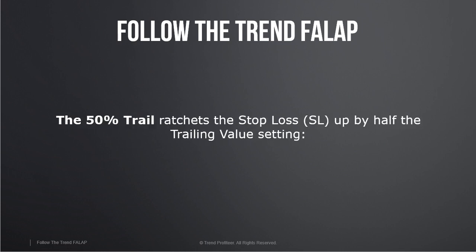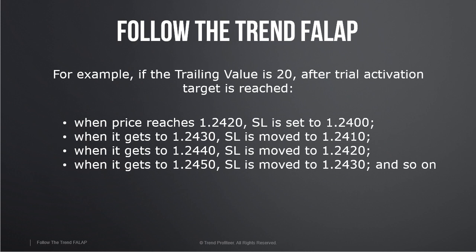The 50% trail ratchets the stop loss up by half the trailing value setting. So for example, if the trailing value is 20, after the trail activation target is reached, say when the price reaches 124.20, the trailing is activated and the stop loss is set to 20 pips from the current market price.